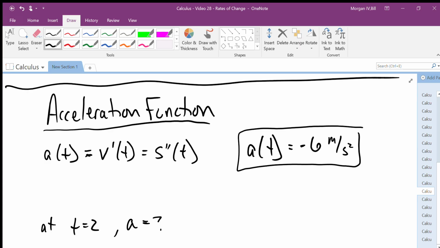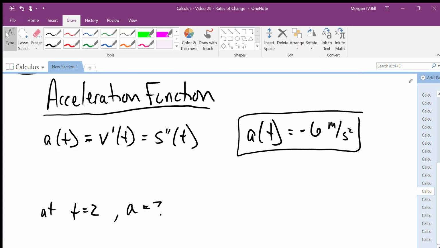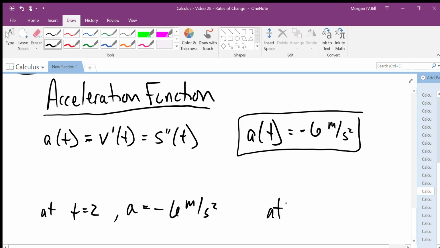We basically say the acceleration due to gravity is negative 9.8. It draws it back to the Earth at negative 9.8 meters per second squared. And it's a constant. It's always what it is. So at time 2, what's the acceleration? Well, at time 2, in our particular problem, the acceleration is negative 6 meters per second squared. At time equals 1, the acceleration is negative 6 meters per second squared. It's always negative 6 meters per second squared.